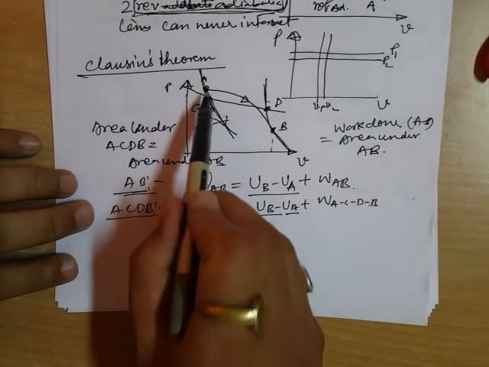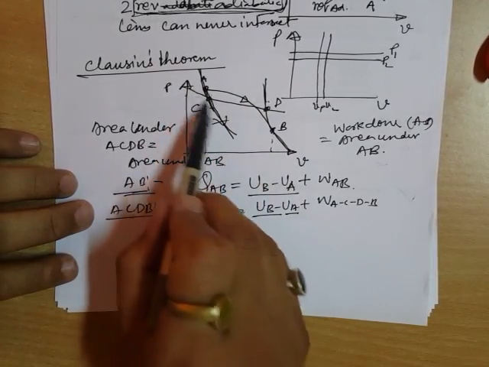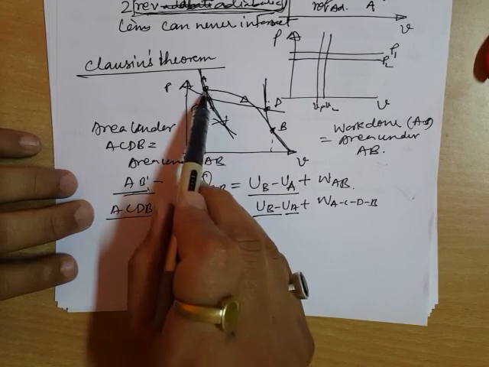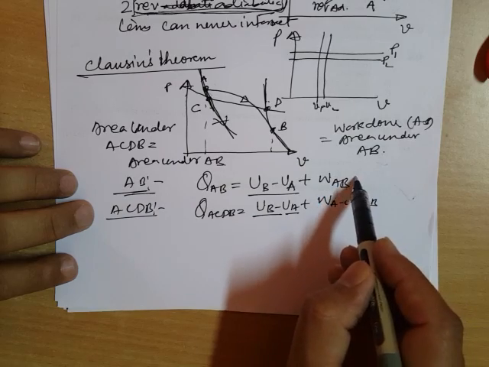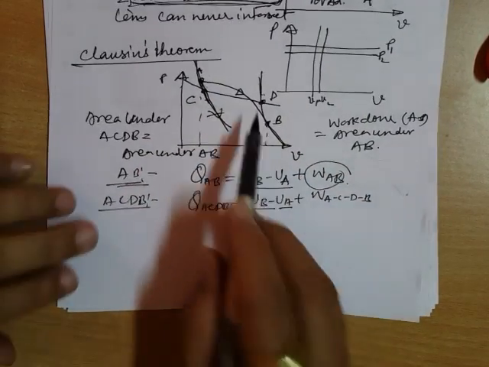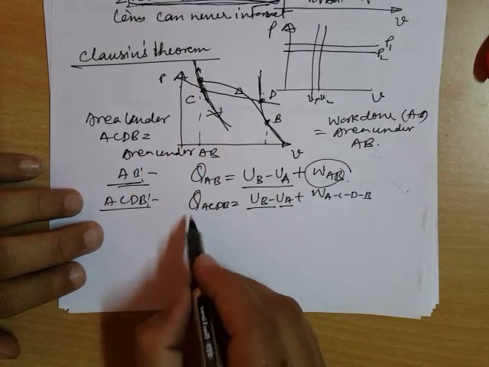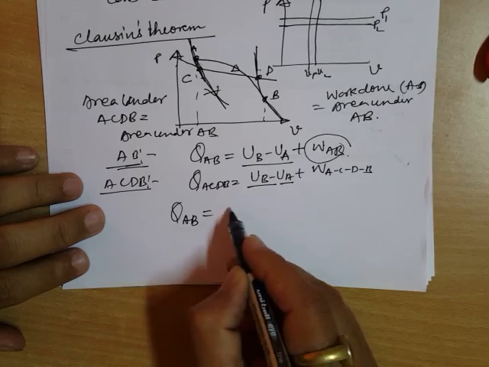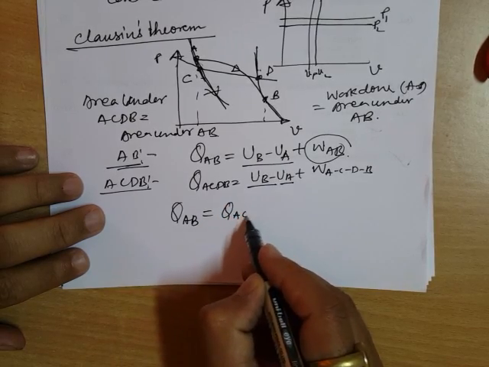And the choice of these two, adiabatic and this isothermal, is such that the area under ACDB is the same as the area under AB. That means the work transfer in the process A to B is the same as the work transfer in the process ACDB. So by this you can conclude that the heat transfer in the original process AB is the same as the heat transfer in the process ACDB.